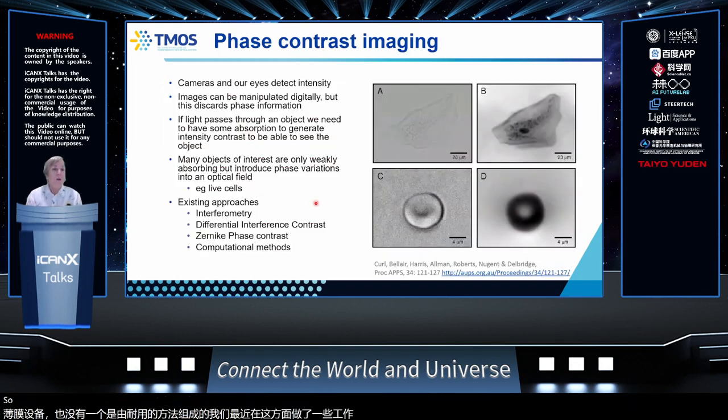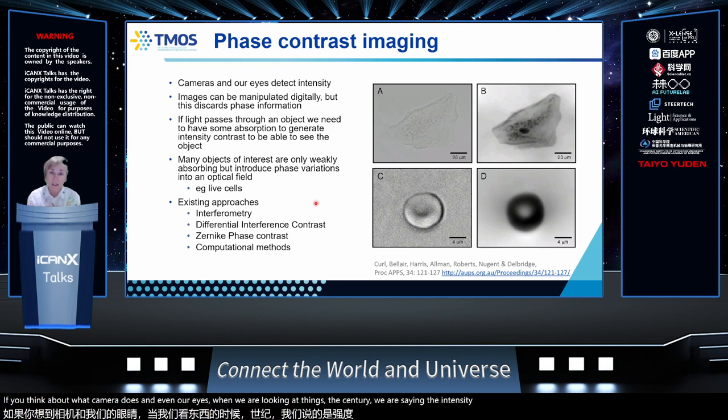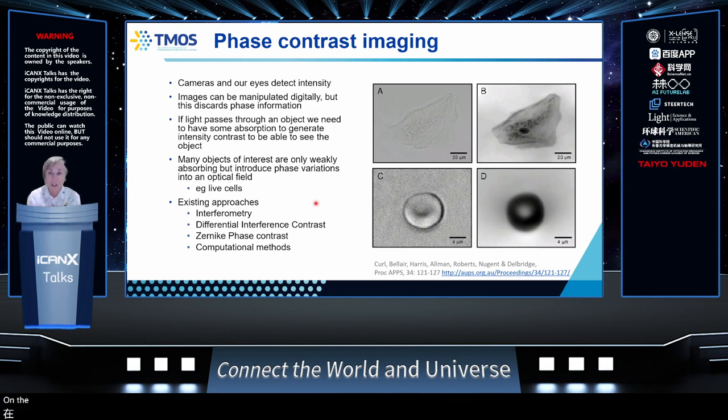So in order to motivate why people are interested in phase contrast imaging, if you think about what a camera does, and even our eyes, when we are looking at things, essentially we are seeing the intensity of the light on the camera chip. Now, images can be manipulated digitally once those images are obtained, but what that does is it actually discards the phase of the light.